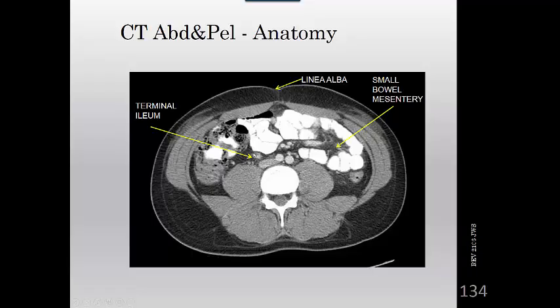The terminal ileum, okay, if you say so, it's in there. Small bowel mesentery, and what I mean by that is this mesentery that we talked about with IV contrast enhanced, and that's why it's showing up. The little vessels are here, here, and all of this dark area, or this slightly grayed area, is the mesentery itself, and it's highlighted. It's connected to the small bowel.